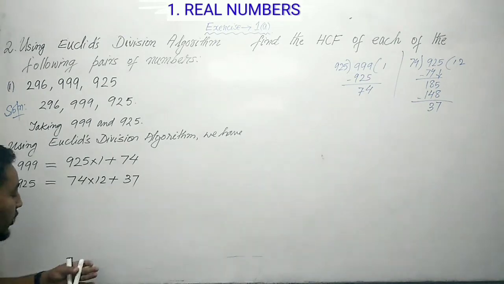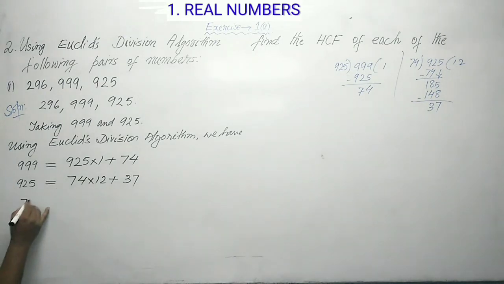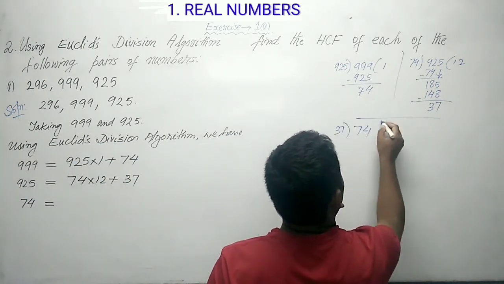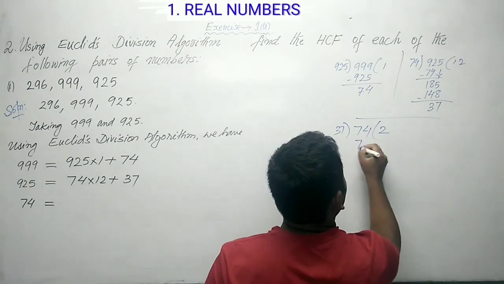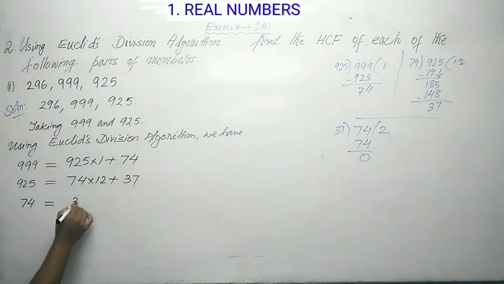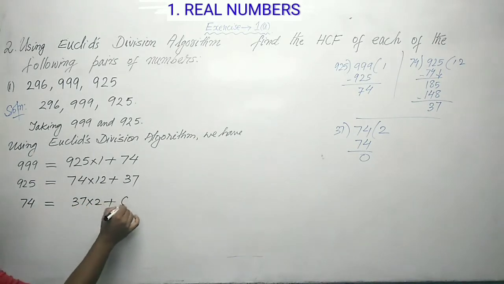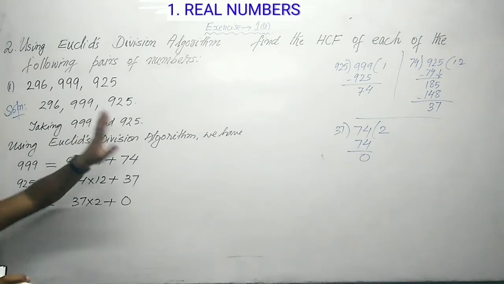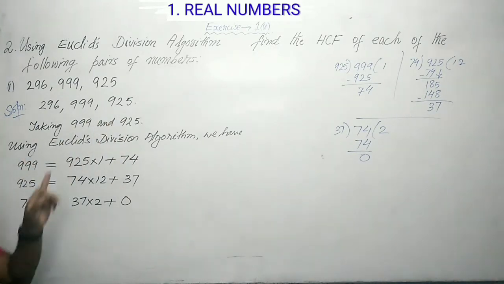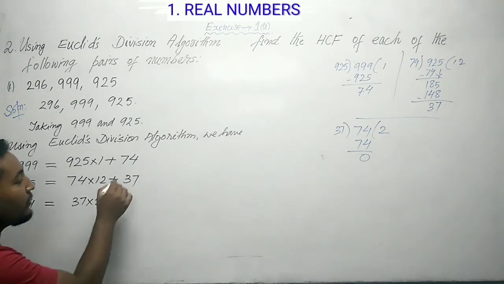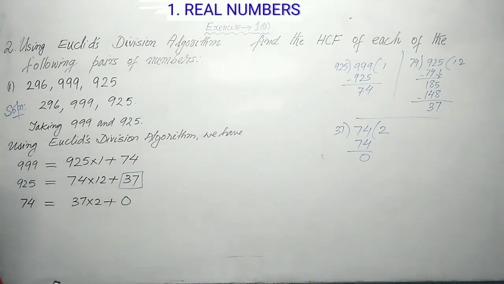Again the remainder is not 0. Go further. Divide 74 by 37. Let us divide. 37 will divide 74. 37 twos are 74. Remainder is 0 now. So you can write down 37 into 2 plus 0. Now the remainder is 0. Let us stop here for these 2 numbers. So if you consider these 2 numbers, the HCF is 37 now.